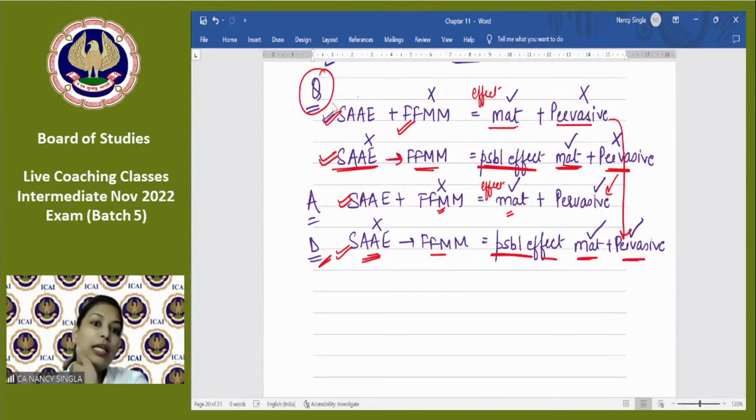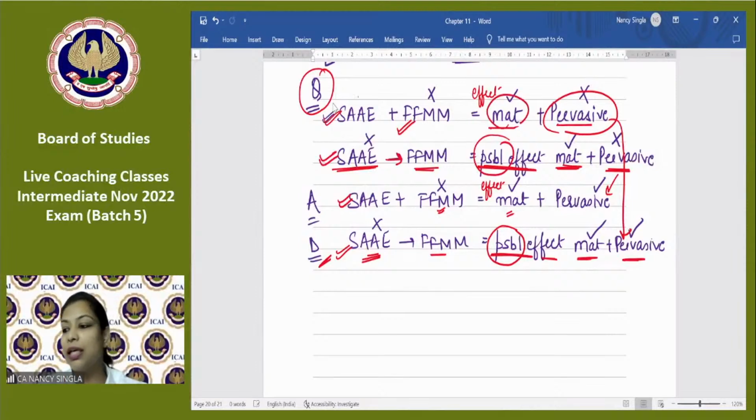And I hope you all are clear why the word possible is there here, what is meant by pervasive, what is meant by materiality. All this we have done in detail when in the last session we were discussing SA 705, right? So under SA 705, two concepts are left, which we will cover quickly, and then we'll start with SA 701. Okay?